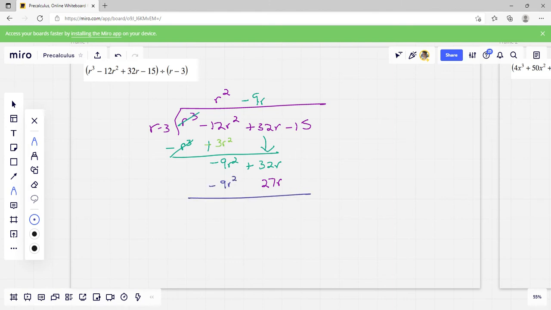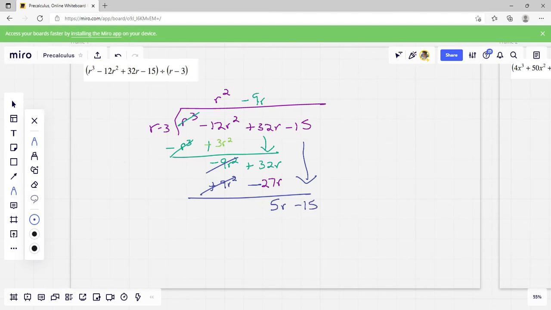Okay, now we subtract, so I'm going to change the signs. That becomes positive, that becomes negative. Now these cancel each other, got rid of that. Now I have 32 minus 27, which will be 5r. Bring down my last term.